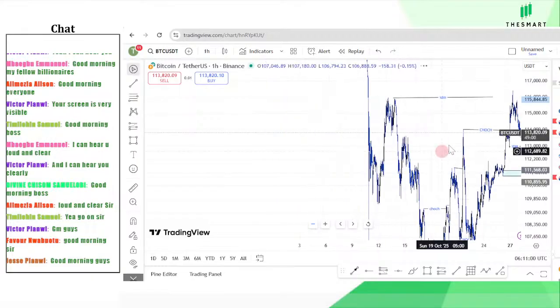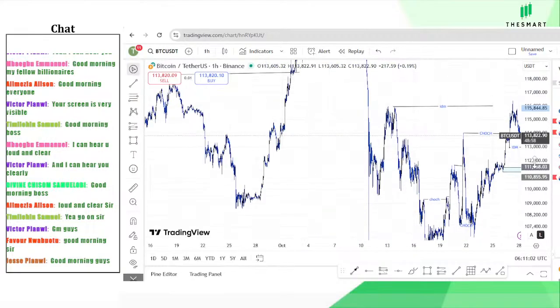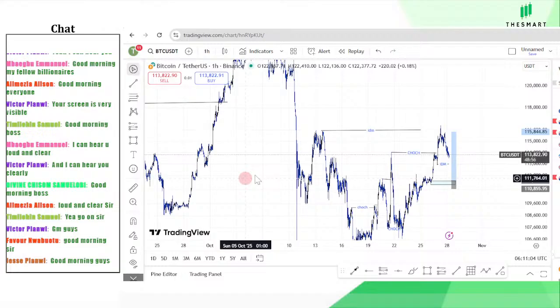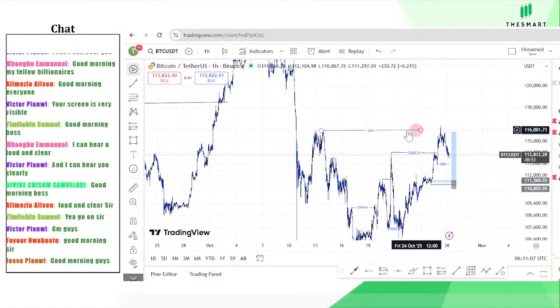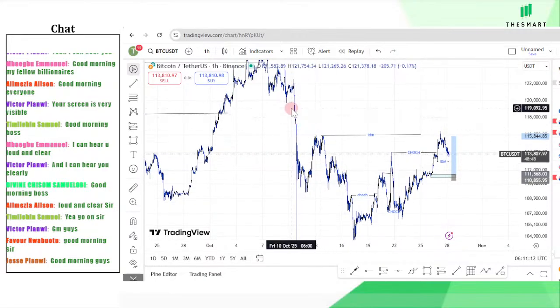Knowing fully well that this is an inducement, you can actually see that our price has taken out the liquidity above this point, and we have all of these fair value gaps to be filled on the 4 hours. So we are trading into taking all of these fair value gaps.